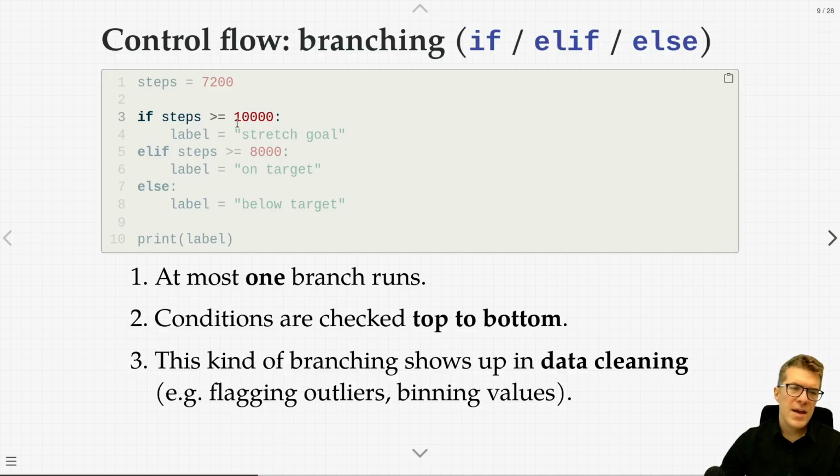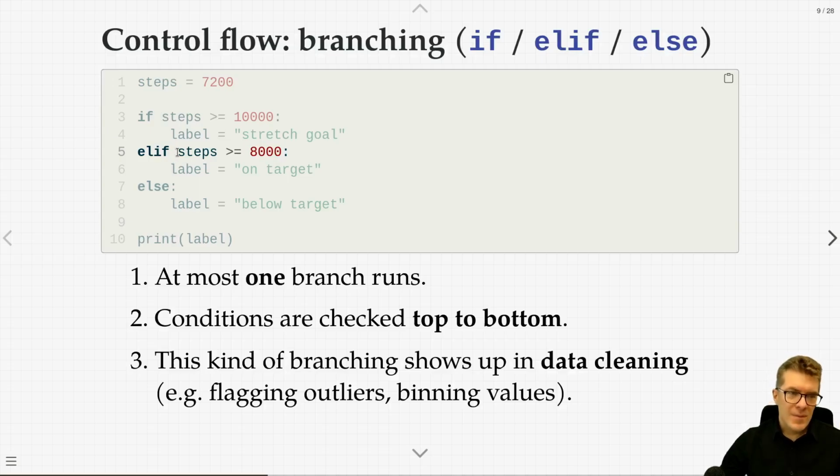The first thing is our stretch goal. So here we have a stretch goal of 10,000 steps per day. We just evaluate whether or not the steps is greater than or equal to that, and it isn't. So we jump ahead. We skip this block over here. That's part of the first conditional. We get down to line 5. And then again, we have another evaluation. So it's not true that steps are greater than or equal to 10,000.